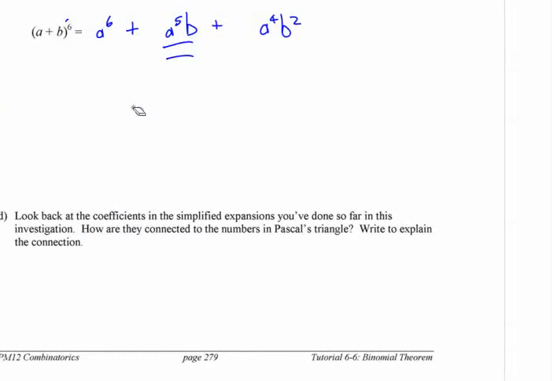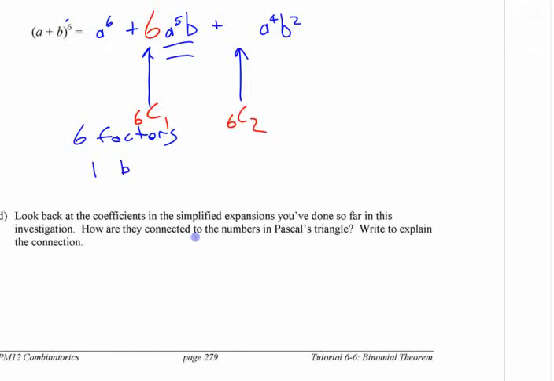Think about it as from the 6 brackets, there's 6 factors, but you're only having one b, right? So this is going to be 6c1, or this is a 6. This one is going to be, you're choosing 2 b's from the 6 brackets, right? So this is going to be 6c2. What does that give you? 15 or something?